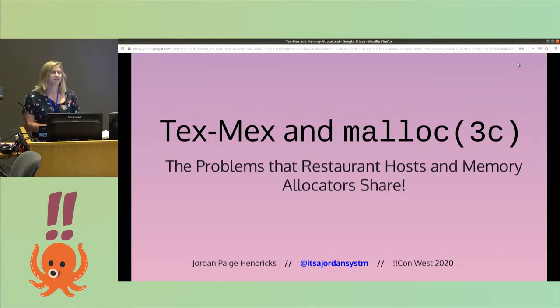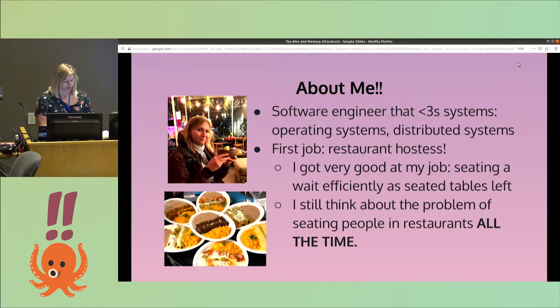So yeah, this is Tex-Mex and malloc 3C, the problems that restaurant hosts and memory allocators share. My name is Jordan. I'm a software engineer. I have a lot of interest in system software in particular, so like operating systems, distributed systems. But my very first job was actually working as a restaurant hostess in a Tex-Mex restaurant, surprise.